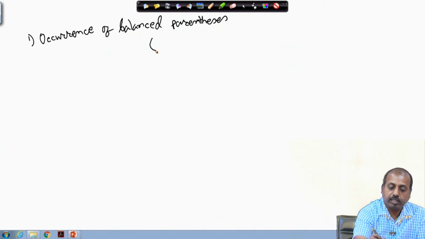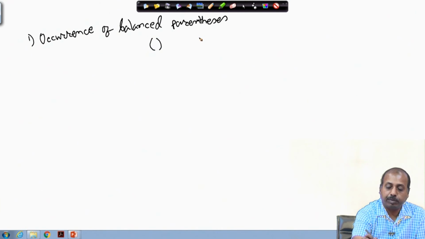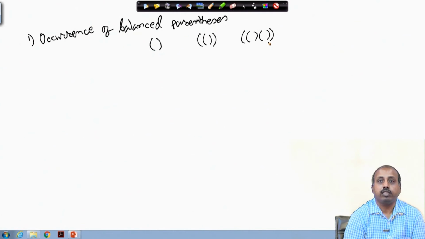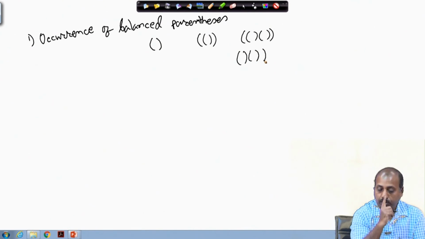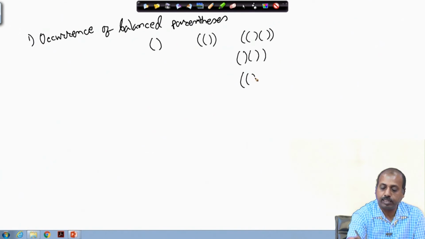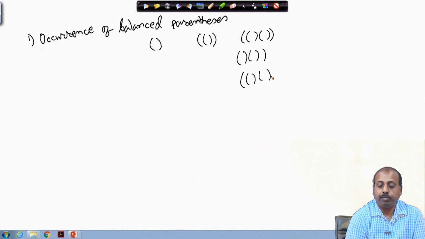Balanced parenthesis means, this is a balanced parenthesis, then this is also a balanced parenthesis, then this is also a balanced parenthesis. But when you get unbalanced, maybe somebody is writing like this, so this is unbalanced, okay, or somebody may write like this. So this is also unbalanced. This way we can have some unbalanced parenthesis. So how can I write a grammar for this purpose?